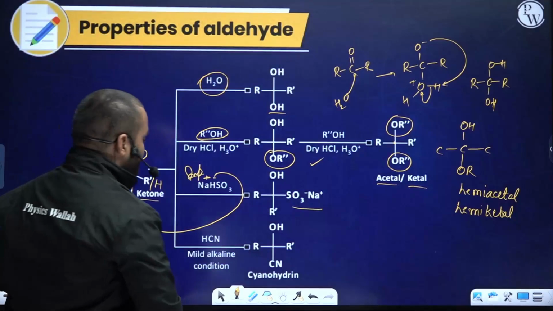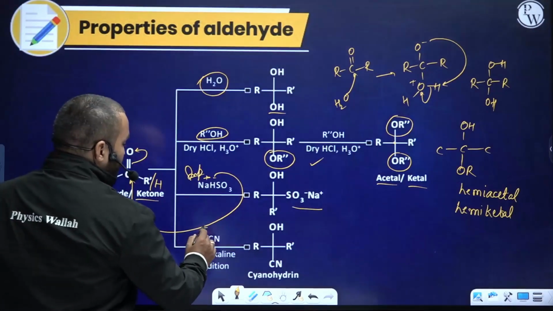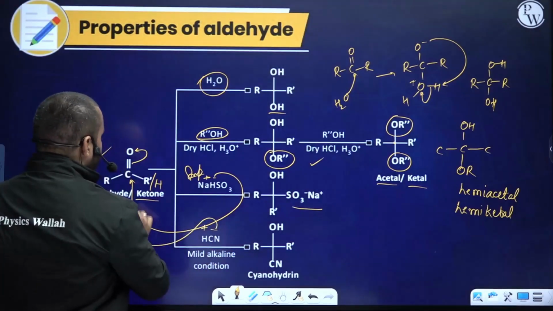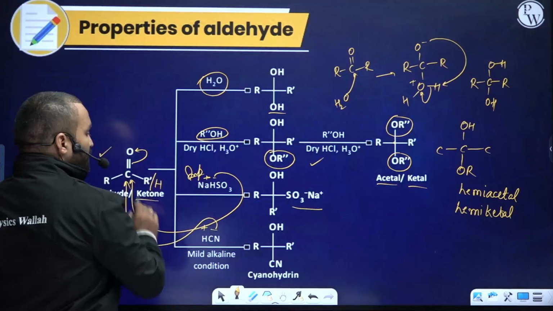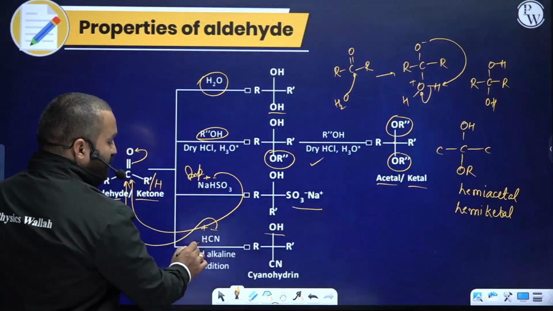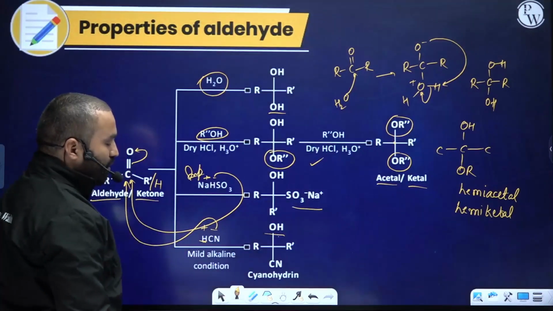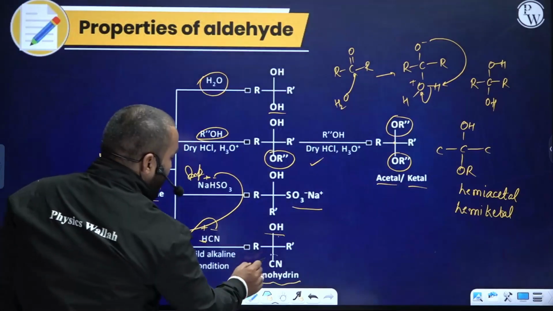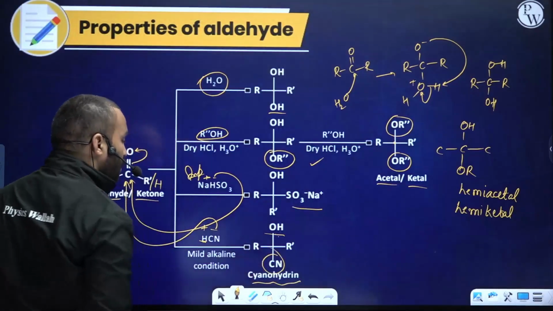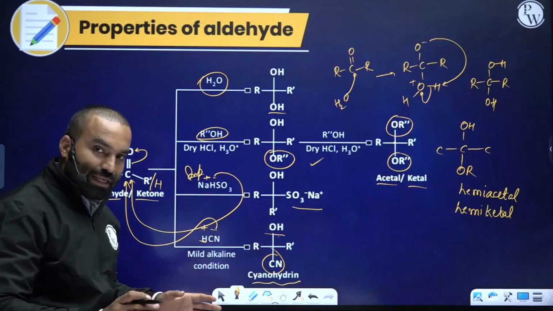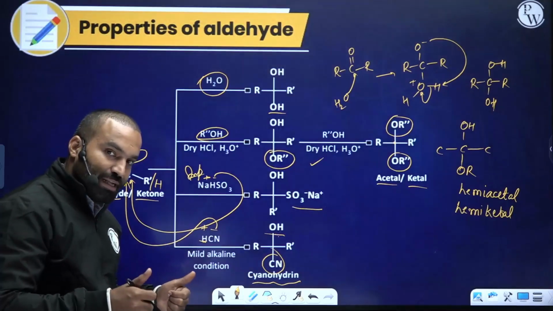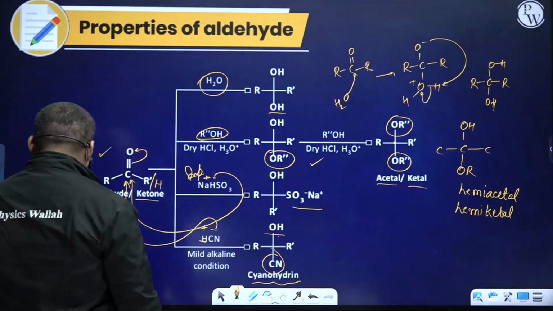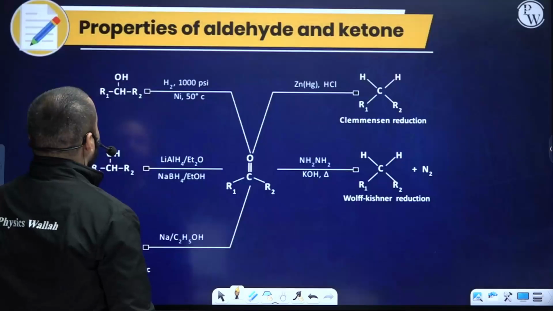This is your HCN reaction. H plus and CN minus. CN minus attacks on the center. This bond opens up and becomes OH. Hydrogen becomes this site OH. This is known as cyanohydrin. Cyano and hydrin because of OH. All the reactions clear on this page? Can we proceed? Yes, let's go.